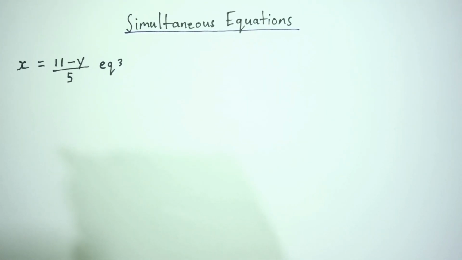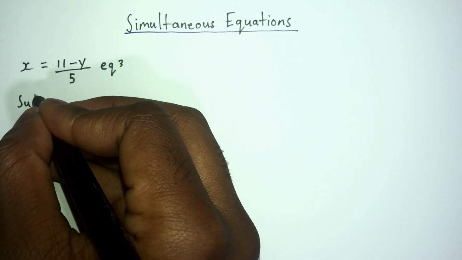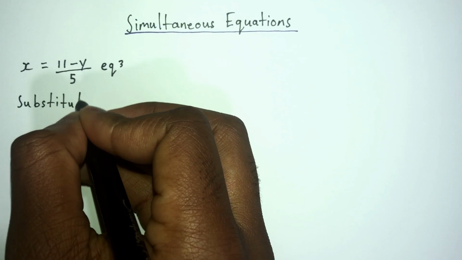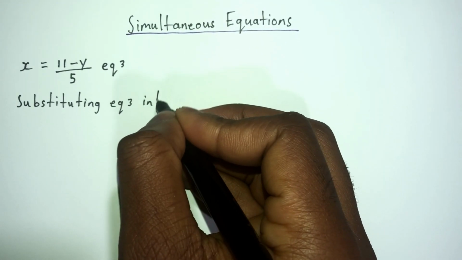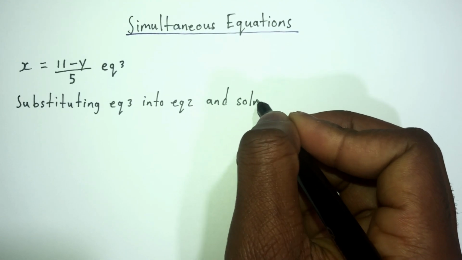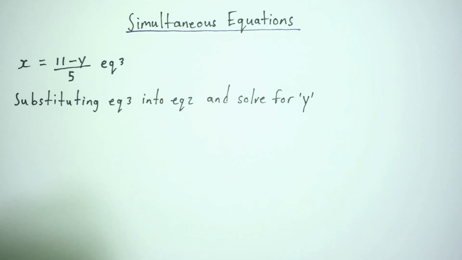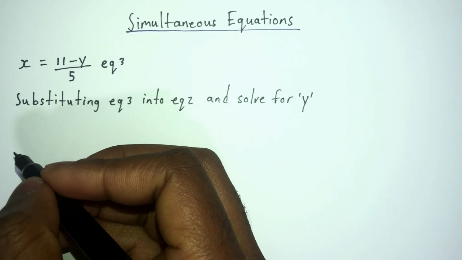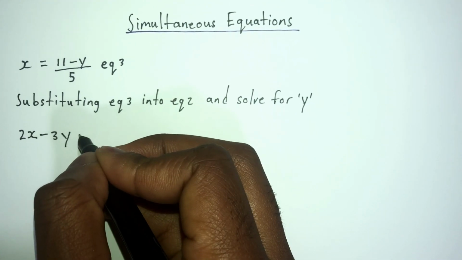Now we're going to substitute equation 3 into equation 2 and solve for y. So equation 2 is 2x minus 3y equals 1.